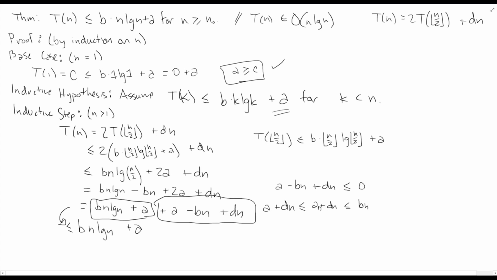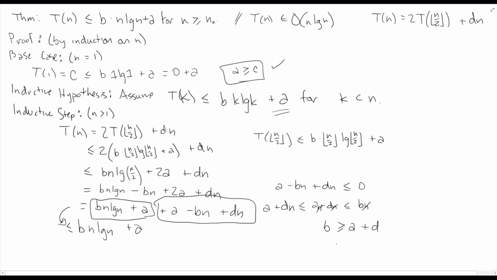So here we're just going to cancel out our n's, and it looks like our b must be greater than or equal to a plus d. Oh, that's a little bit problematic. We don't get to pick what these values are. Sorry, we don't get to pick what d is. That's already given to us. We get to pick what a and b are.